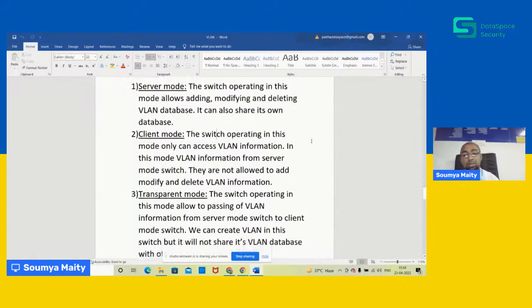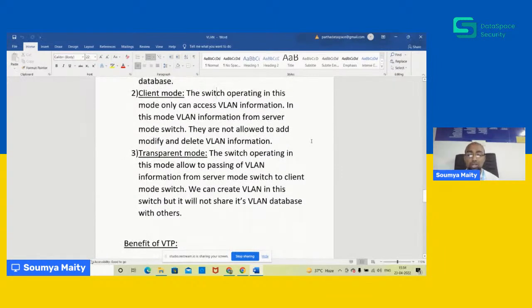Next is transparent mode. The switch operating in this mode allows passing of VLAN information from the server mode switch to the client mode switch. So we can create VLANs on this switch, but it will not share its VLAN database with others, because it doesn't share its own database with others.